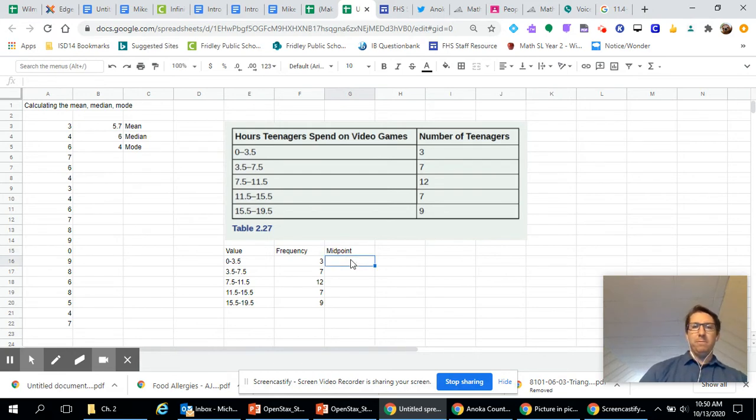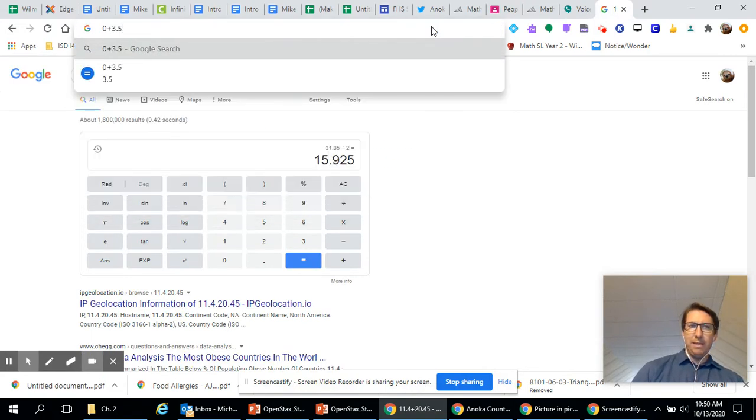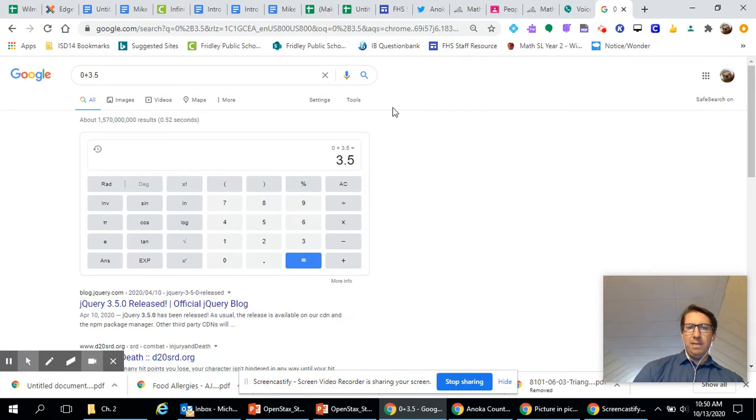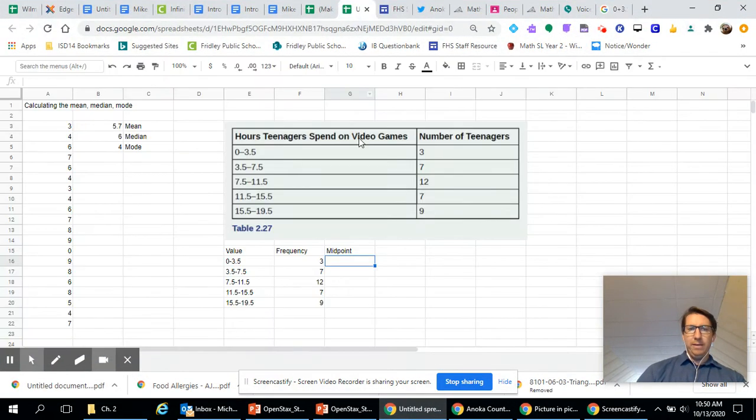To get the midpoint, what we're going to do is take the average between these two numbers, so 0 and 3.5. So to find the average of the two numbers, we take them and we add them together. Then we cut it in half, so divide that by 2. 1.75. And that is going to be my midpoint. 3.5 and 7.5, I go between those.